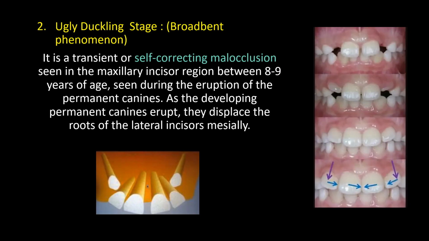Ugly duckling stage, Broadbent phenomenon. It is a transient or self-correcting malocclusion seen in the maxillary incisor region between 8 to 9 years of age, seen during the eruption of the permanent canines. As the developing permanent canines erupt, they displace the roots of the lateral incisors mesially.